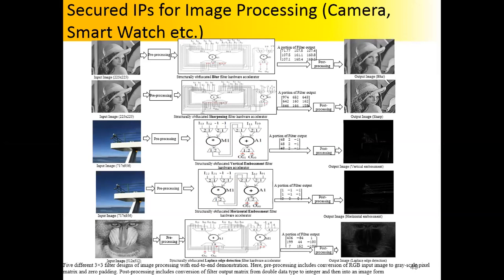So this entire image on the right is generated by the hardware that you see inside the piece of box here. Similarly, for the next one, we have an input image, and you could see the image on the right is a sharpened image of the input image on the left. That is done using the sharpen filter that we have designed. Similarly, for vertical embossment, horizontal embossment, and Laplacian edge detection. Next slide, please.